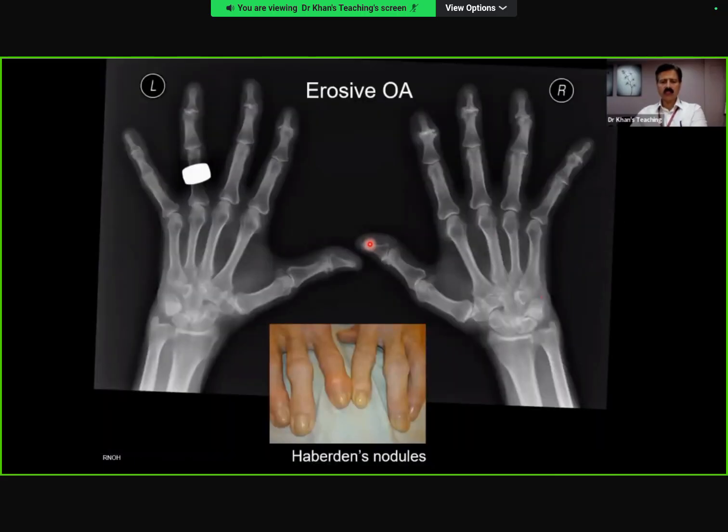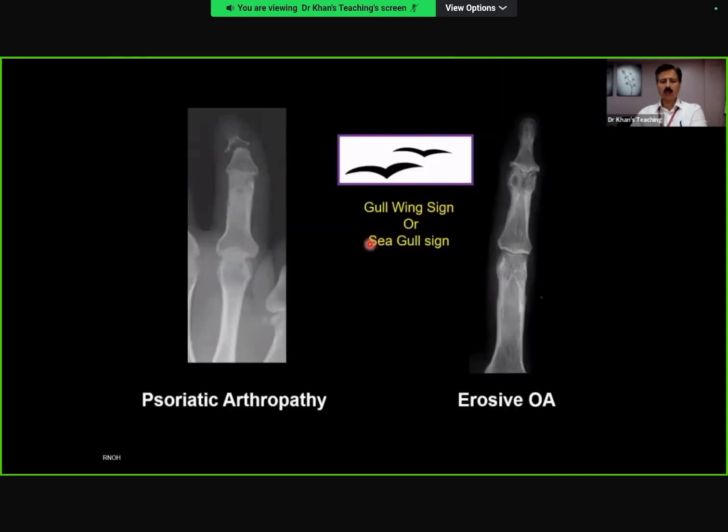Now, this is erosive OA. In erosive OA, what we see is what we call the gull wing sign or the seagull sign, whatever you want to call it. Please remember, whenever the distal interphalangeal joint is involved in the exam, you have to consider psoriatic arthropathy, erosive OA, or of course, that will be radiologically speaking different, gout.